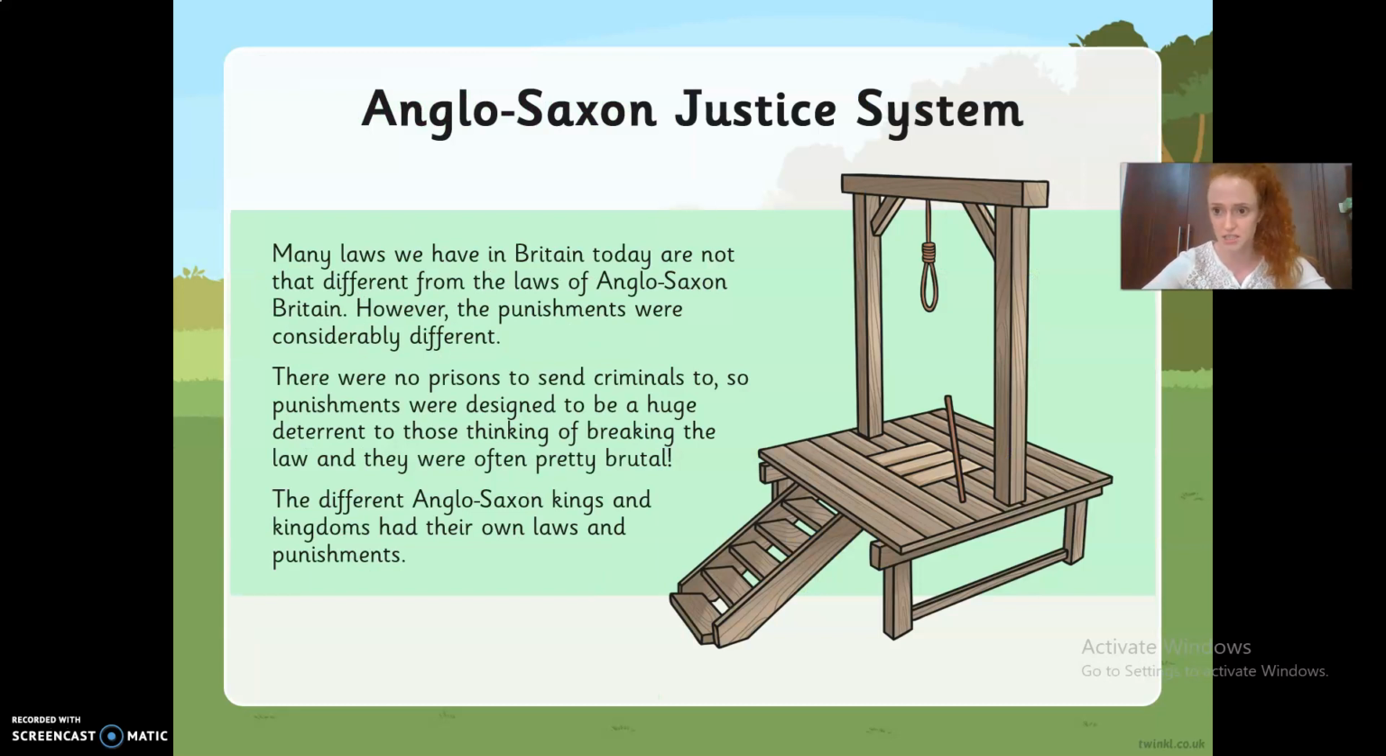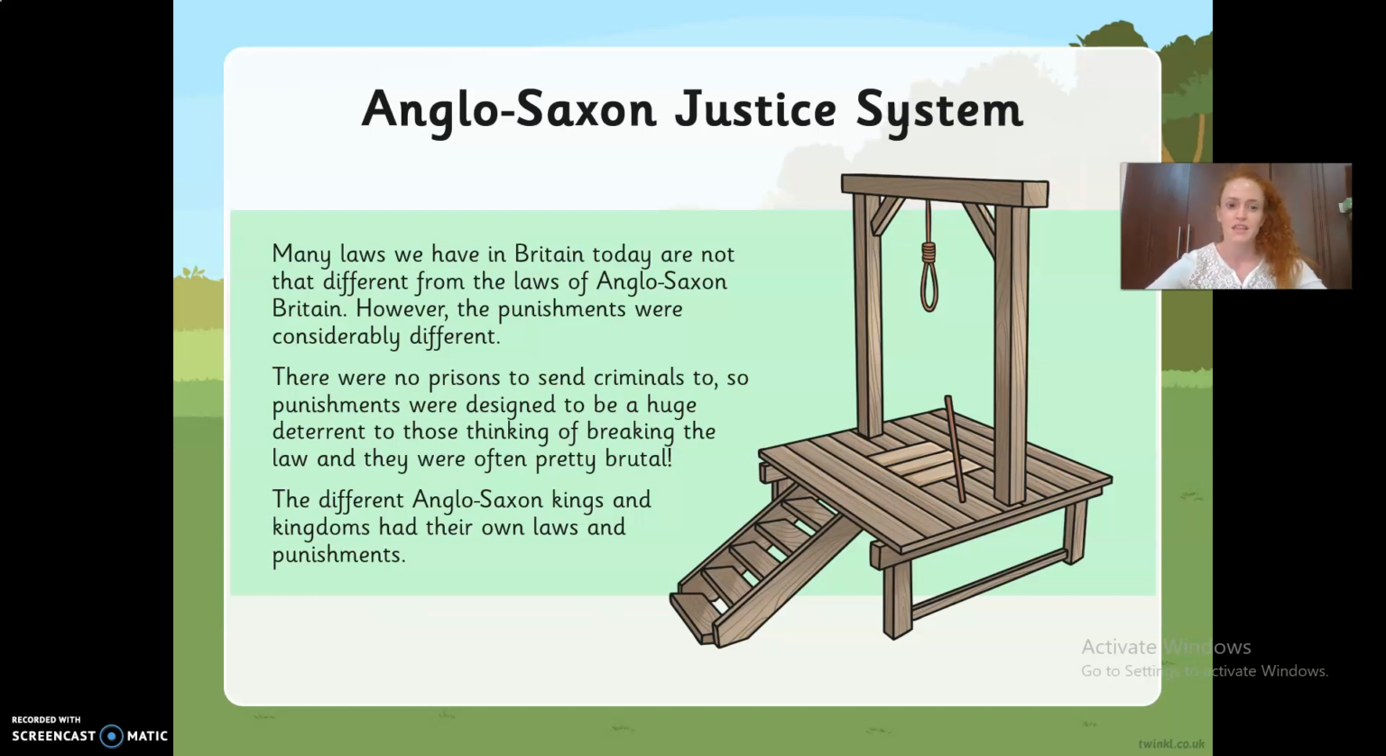So the justice system, okay, the system of crime and punishment. Many laws we have in Britain today are not that different from the laws of Anglo-Saxon Britain. However, the punishments were considerably different. There were no prisons to send criminals to, so punishments were designed to be a huge deterrent to those thinking of breaking the law, and they were often pretty brutal.